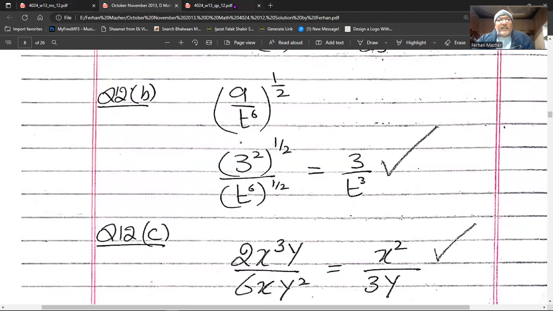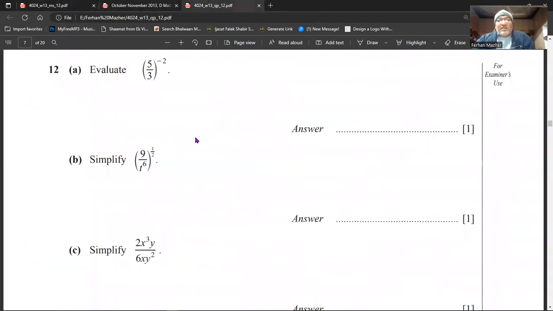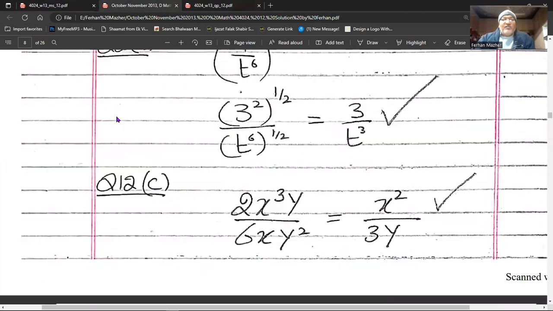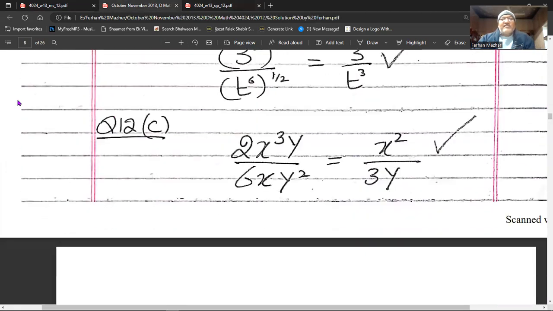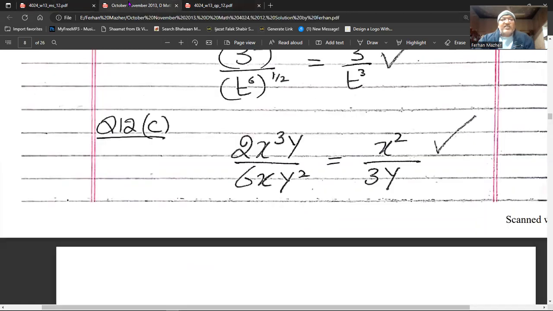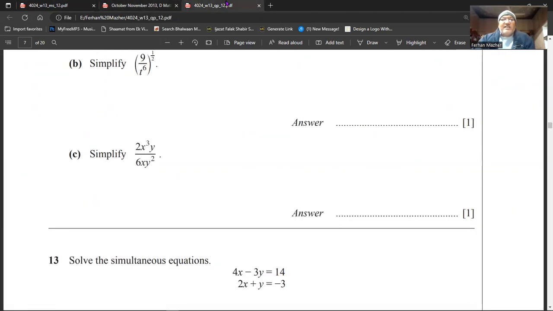It's perfect. Okay, so now we are going to the C part. Question number 12, C part. It says 2x cube y divided by 6xy square. 2 and the 6, they will be cancelled. So downstairs you will have 3x cube and x will be cancelled. Upstairs you will have x square. Y and y square will be cancelled with each other. So downstairs you will have a y. So we will have x squared divided by 3y. X squared divided by 3y is the right answer, sir. I hope you understand how I have done this.